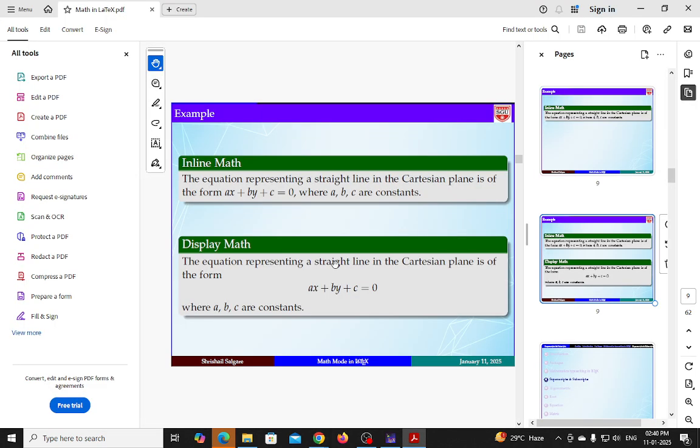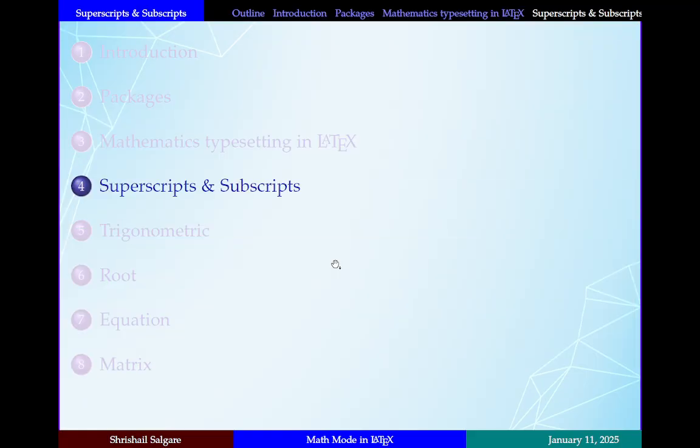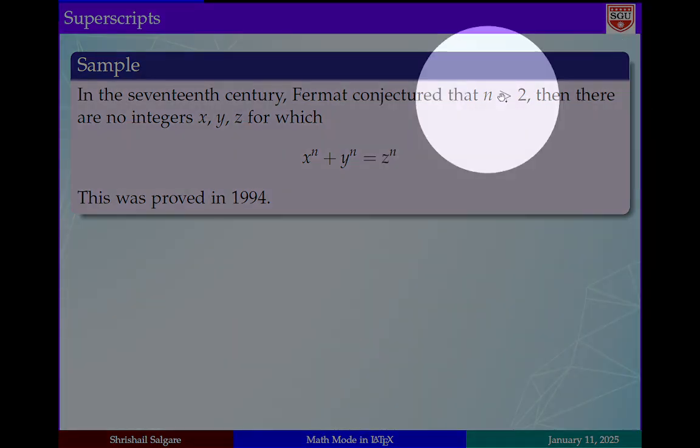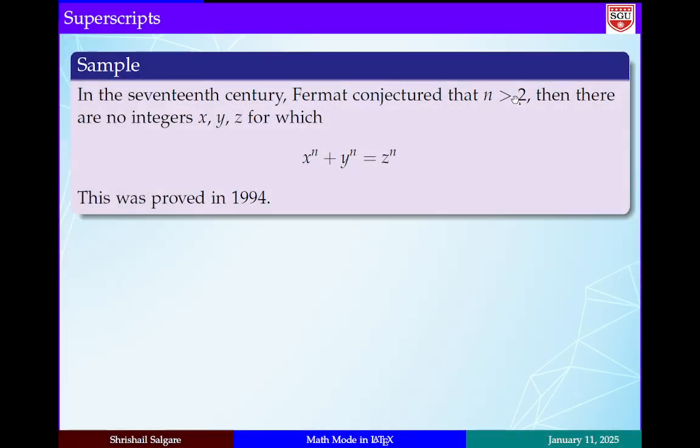Suppose so many times we have to create superscript and subscript. So this is an example of superscripts, which we call a power or index. Suppose such a type of equation we have to generate. Now this equation contains three mathematical parts. A particular statement is there: in the 17th century, Fermat conjectured that n is greater than 2. This is a mathematical part, and that is an example of inline. So while generating, we may start with the single dollar and end with the single dollar.